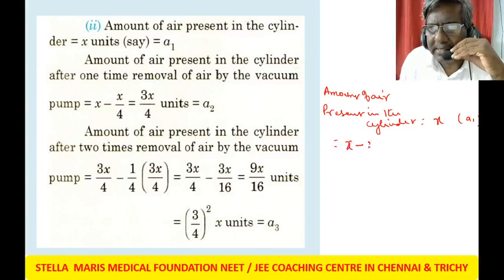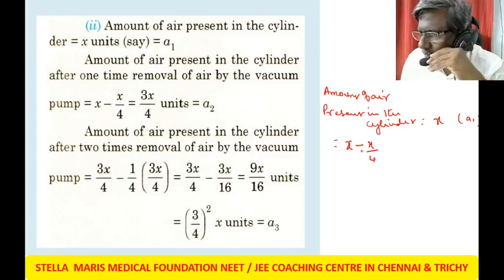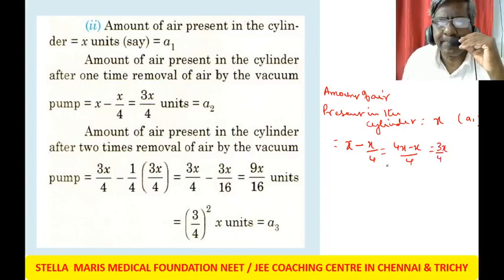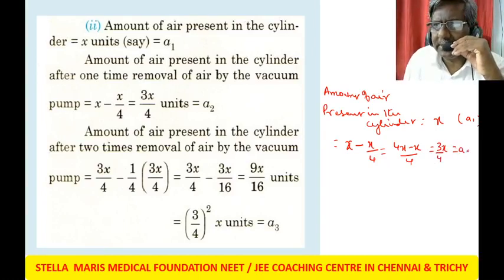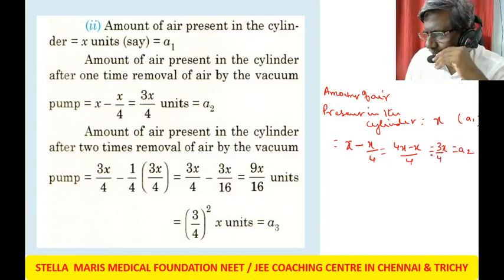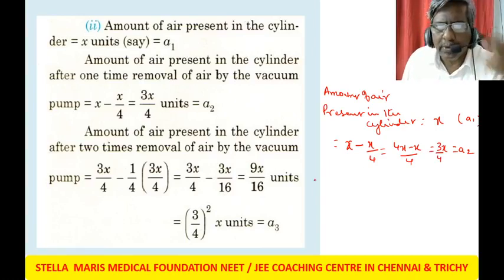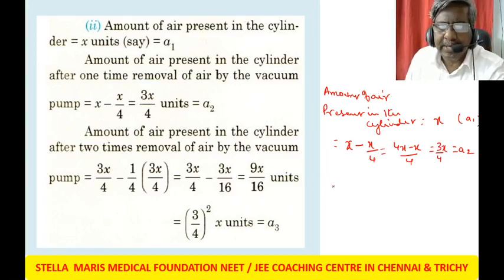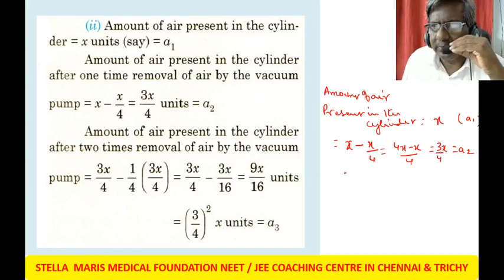So x minus x by 4, since 1/4 of x will be removed. That is equivalent to (4x minus x) by 4, which is equal to 3x by 4, or 3/4 x. Keep it as A2. Now, the amount of air present after two times removal, two means 1/4 each time.